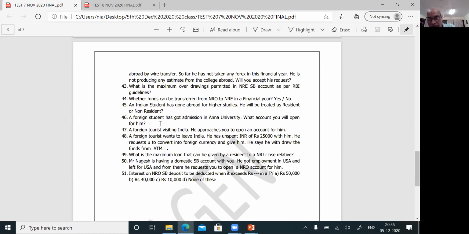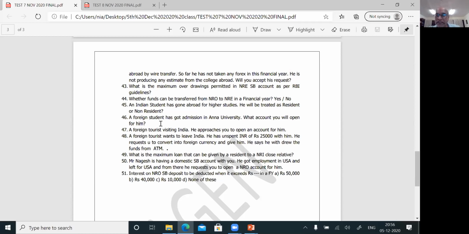Either whatever he has brought with him or some wire transfer from abroad. You open an NRO account, and he has to give you the local address proof within 1 month of opening the NRO account if he is not having it on the date of admission. Till he gives the local address proof, the maximum credit in his NRO account is $1,000 or its equivalent, and the maximum withdrawal permitted is only 50,000 rupees till he complies with the guidelines of giving a local address proof. Okay, this question they are asking.